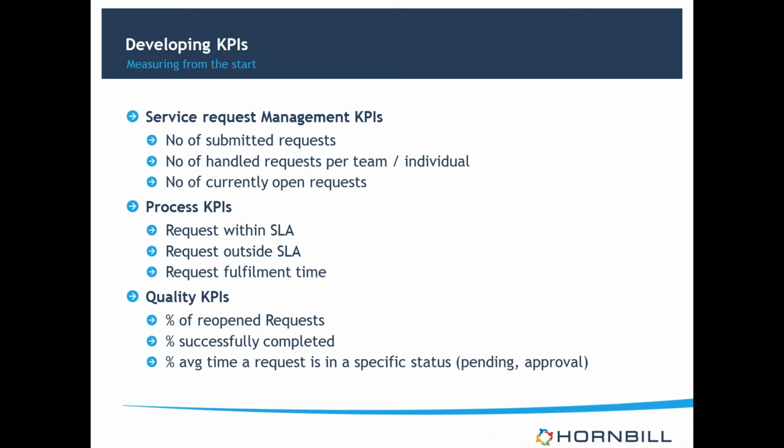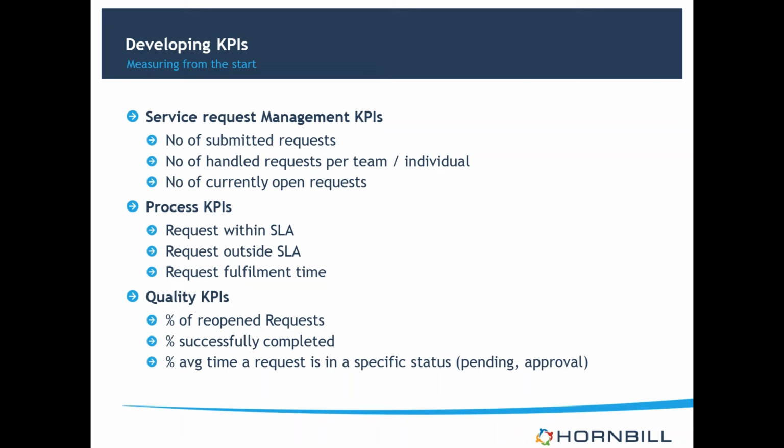As you can see from some examples on the screen there: number of submitted requests, number of handled requests per team or individual, number of currently open requests. And then the second area that you might want to split into is process targets. Those are the ones that allow you to understand holistically or globally if you're achieving your targets. So process KPIs such as requests within SLA, requests outside of SLA, and then request fulfillment time.